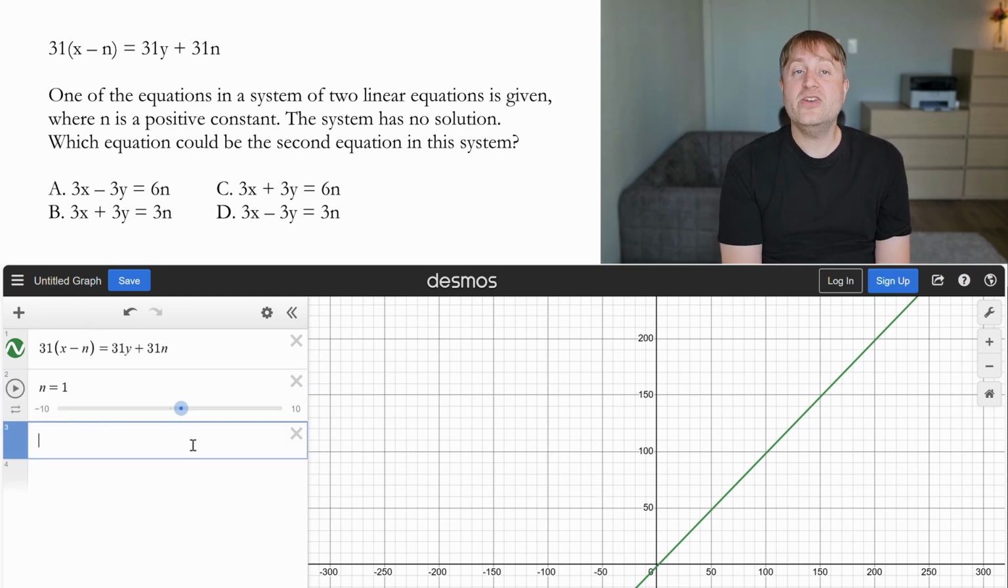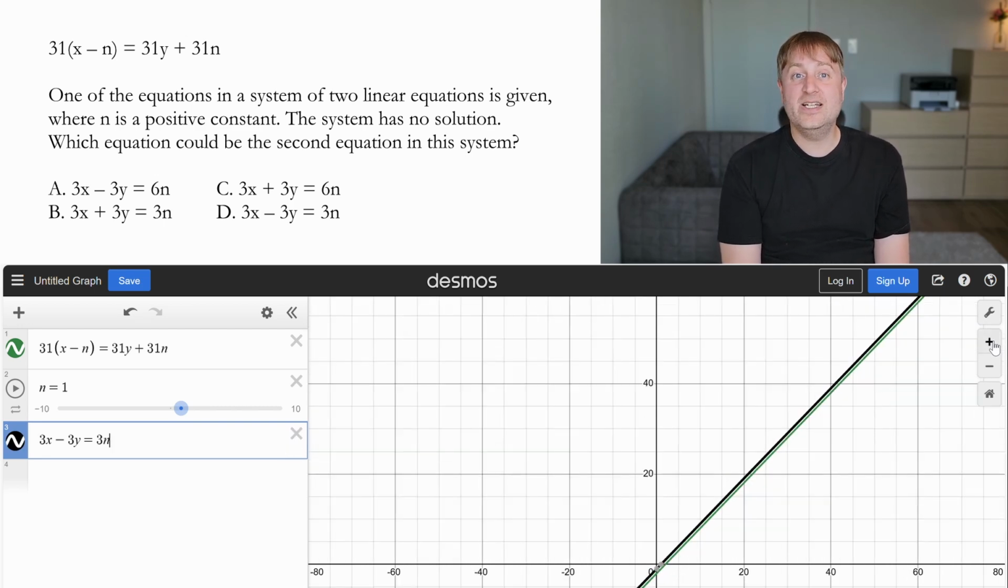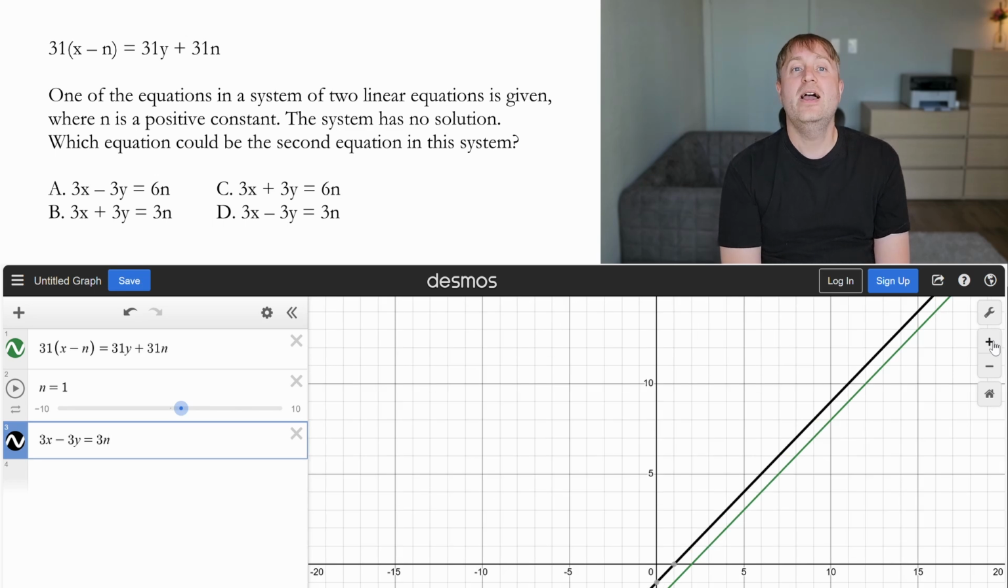Now at this point, we know from process of elimination that the correct answer must be answer choice D. But let's confirm that by graphing it. 3x minus 3y equals 3n. As we can clearly see, answer D is indeed parallel to the original equation, confirming that it's the correct answer.